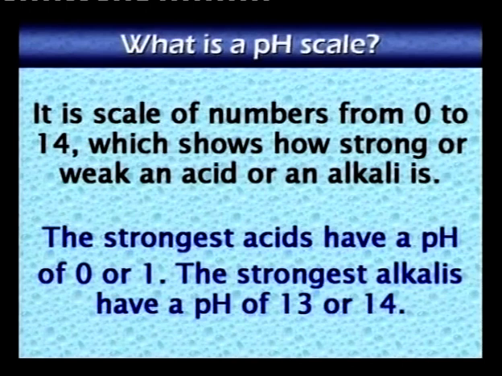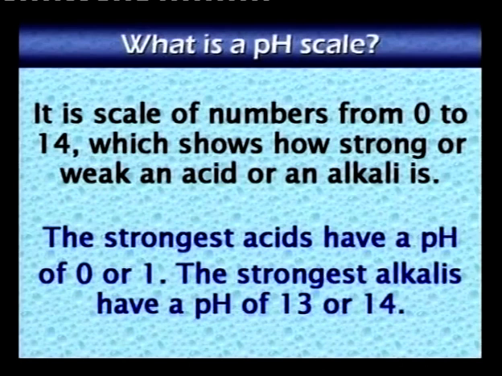All right, I hope you have all finished copying the definition of what a pH scale is. It is a scale of numbers from 0 to 14, which shows how strong or weak an acid or an alkali is. The strongest acids have a pH of 0 or 1, and the strongest alkalis have a pH of 13 or 14.